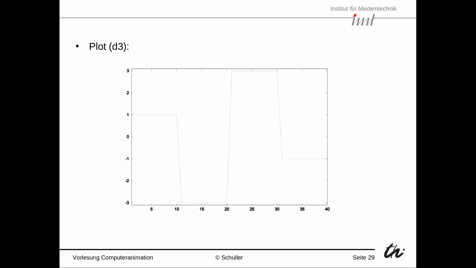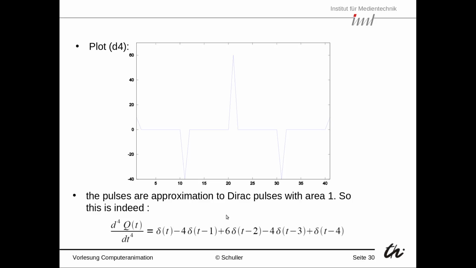Here we have the third derivative. This now has jumps, as we can see here. So this is the computed curve that we also got. Remember that now 10 is the unit interval, the first 10 is the first unit interval, the next 10 is the second, and so on. And this is now the fourth derivative.